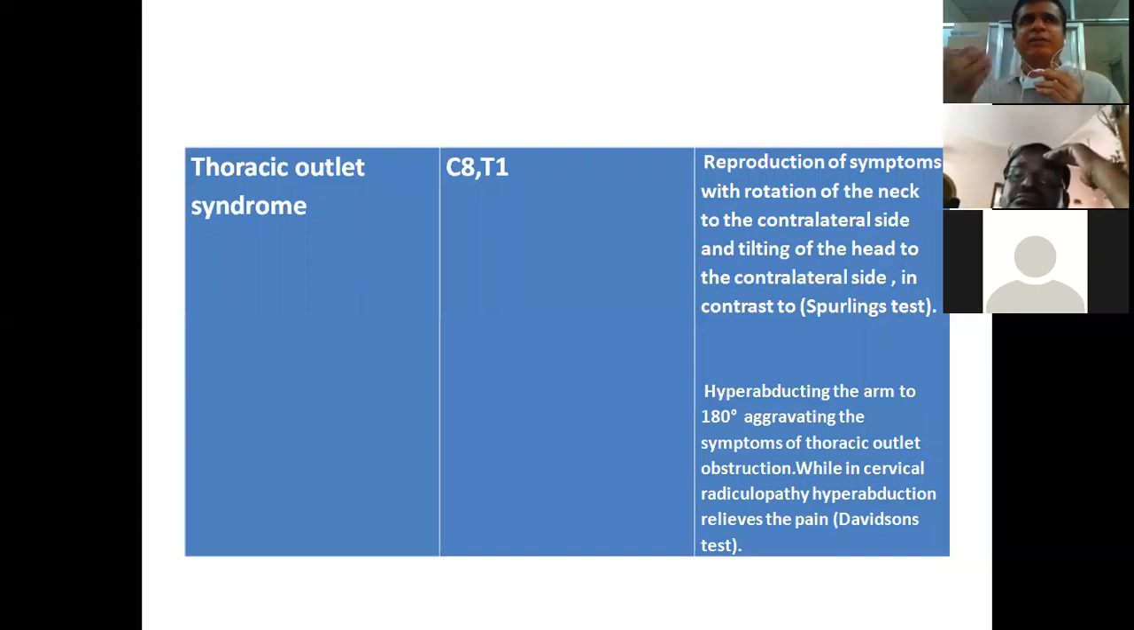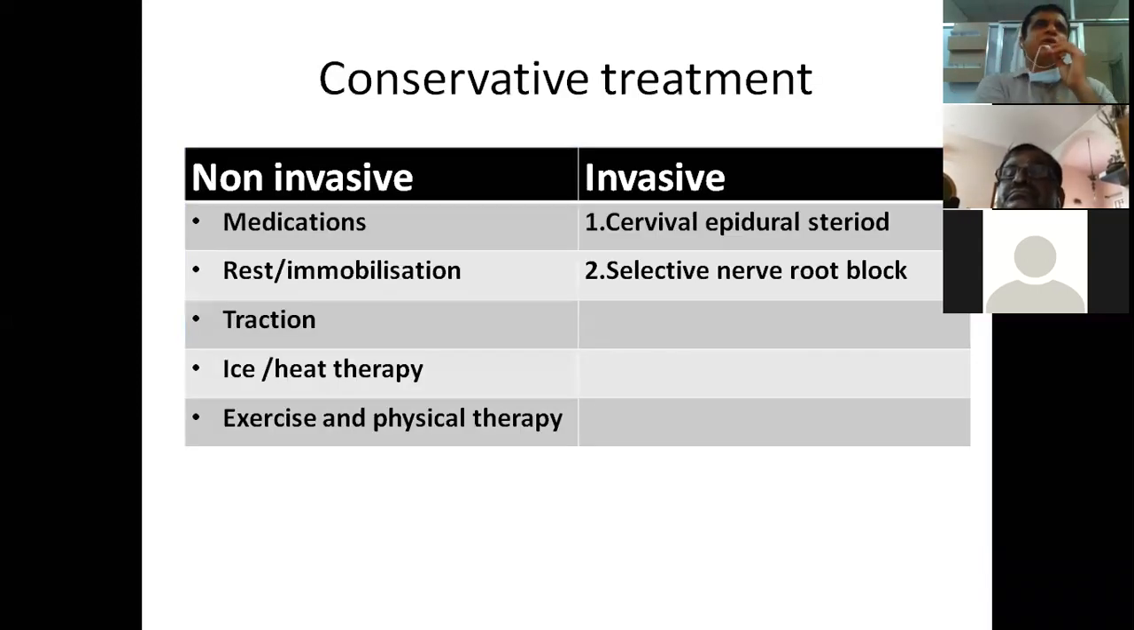So this is also a differential diagnosis. Other minor differential diagnoses are carpal tunnel syndrome, ulnar entrapment syndrome, and others. So we have ruled out other differential diagnoses. The patient is having cervical radiculopathy, and MRI is showing a disc prolapse at C6-C7 level or C5-C6 level. So what are we going to do?